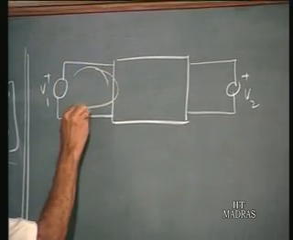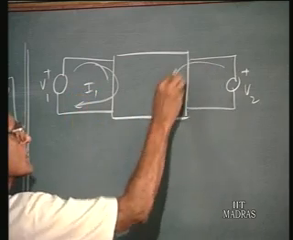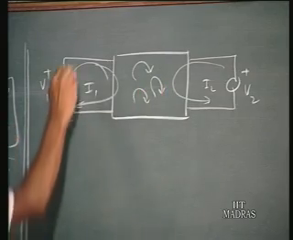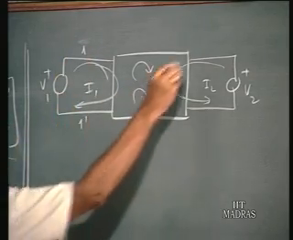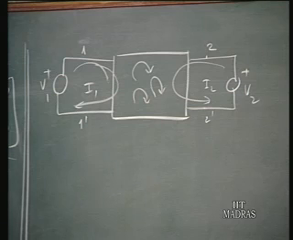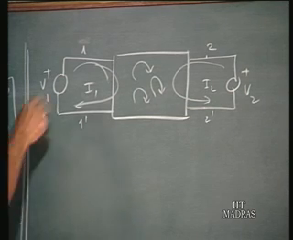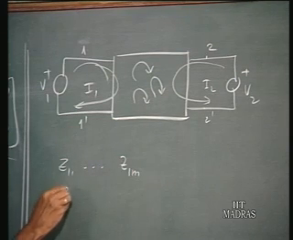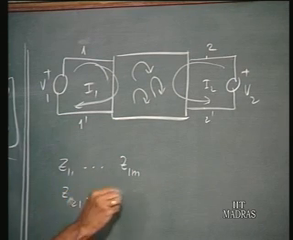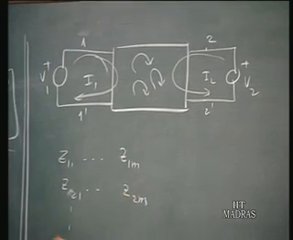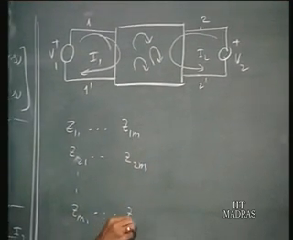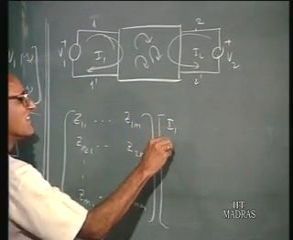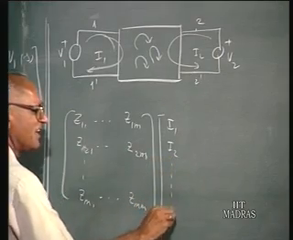So, through the network you have this loop current I1, through this you have loop current I2, and there may be internal loops here depending upon the structure of the network. So, you can write the loop equations for this network. You have say Z11, say there are m loops, Z21, Z2m, Zm1, Zmm. These are the loop equations, I1, I2, Im.